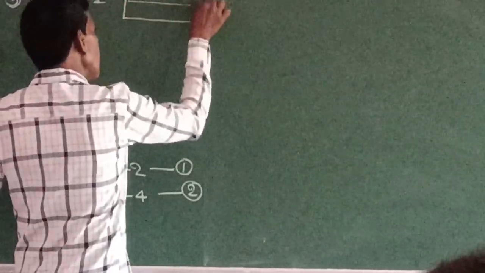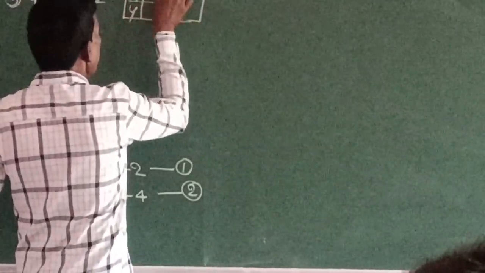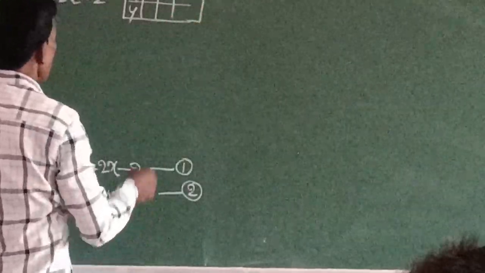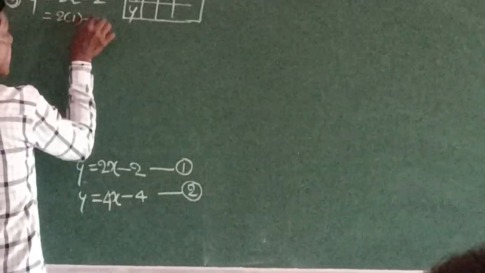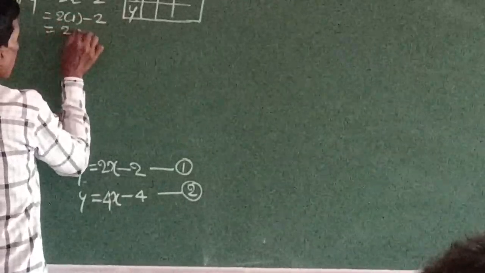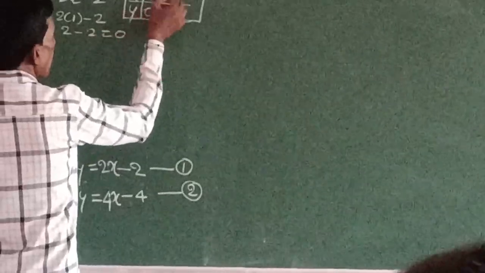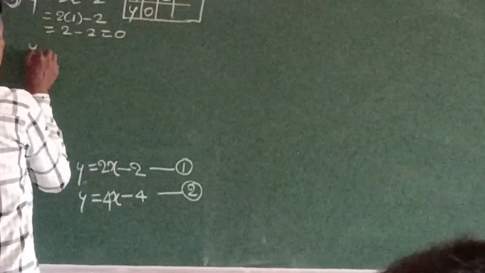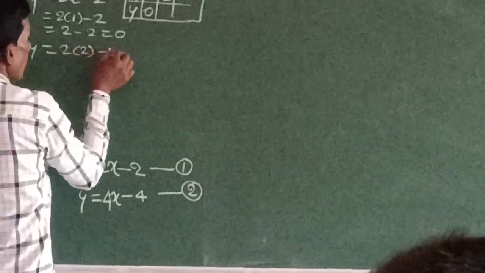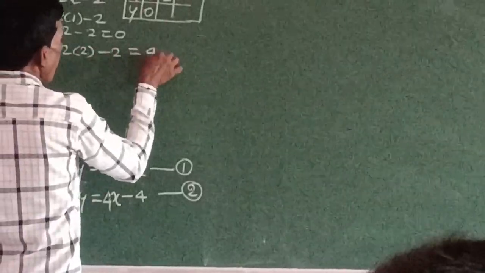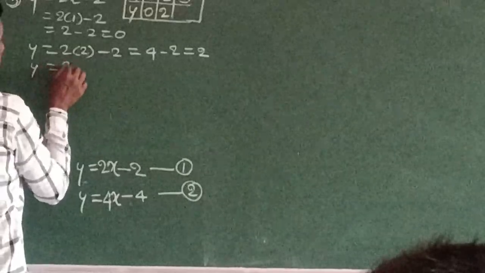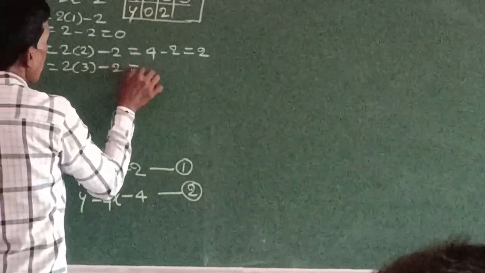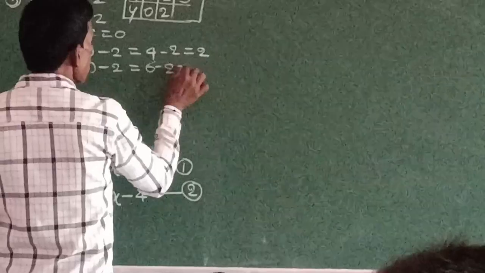So the table: x, y, with x values 1, 2, 3. For the first equation, y equals 2x minus 2. When x is 1, 2 times 1 is 2, minus 2 equals 0. When x is 2, 2 times 2 is 4, minus 2 equals 2. Next, x is 3: 2 times 3 is 6, minus 2 equals 4.